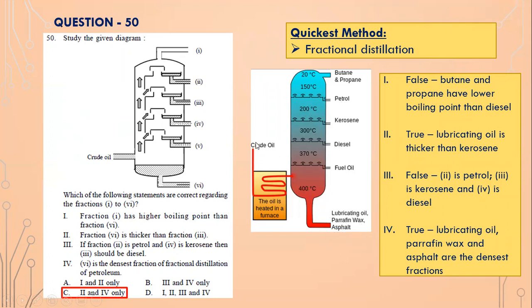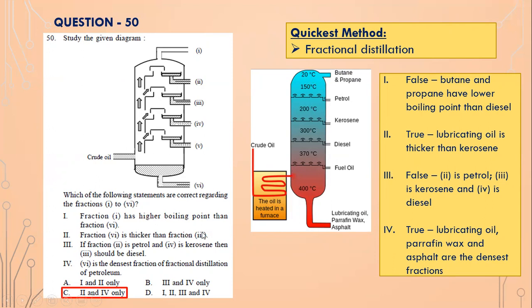And what is to be fractionally distilled? Crude oil, isn't it? Crude oil, which we obtain from the earth, is heated in a furnace. So this is the furnace. So which of the following statements are correct? Fraction 1 has higher boiling point than fraction 4. It is false. Butane, which is 1, has a lower boiling point than diesel. Diesel boils at 300, but butane just boils at 20 degrees.